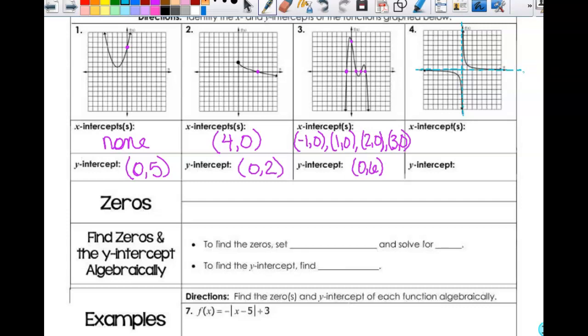So I have an asymptote here and I have an asymptote here. Okay? That means that that graph is not going to cross those. So then my x-intercepts, so does this graph cross the x-axis? No. Does it cross the y-axis? No. So this doesn't have either one. So this is none and none.